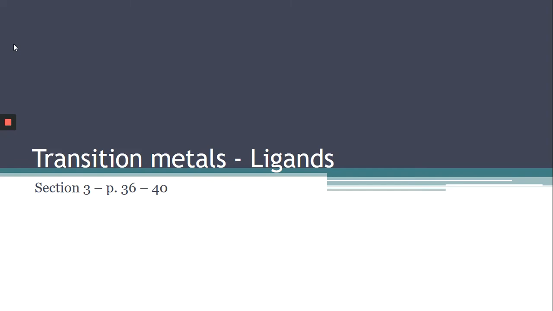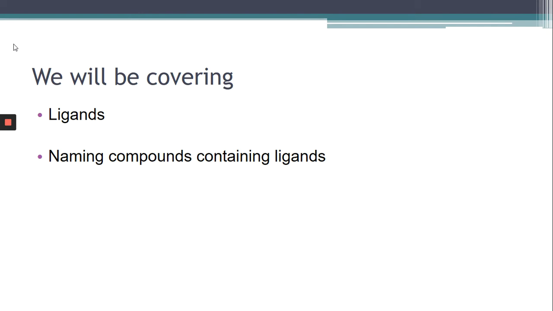Right, this time for transition metals, we're going to be looking at ligands. We're going to be looking at what ligands are, how they attach themselves to transition metals, and how they are classed. We're also going to be looking at naming compounds that contain ligands.